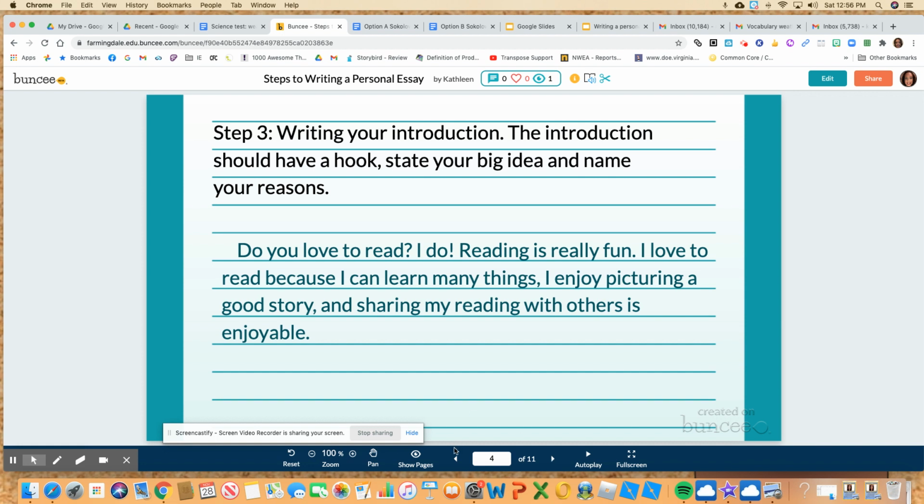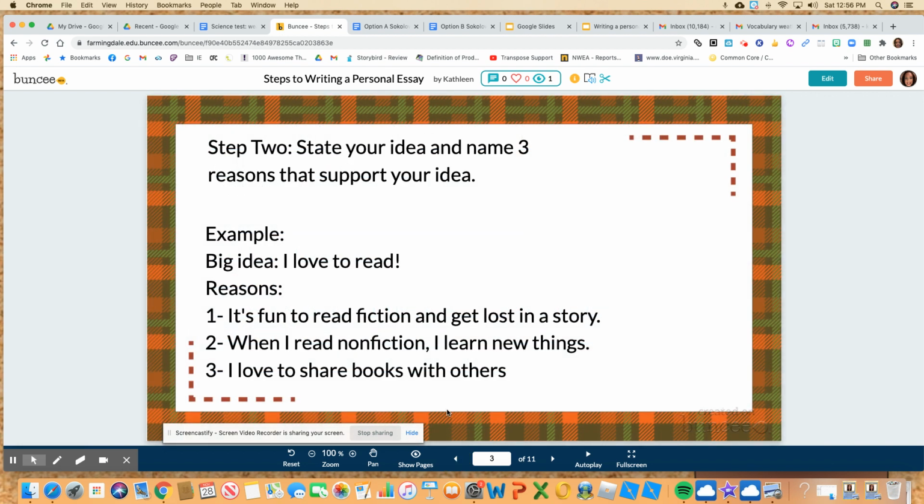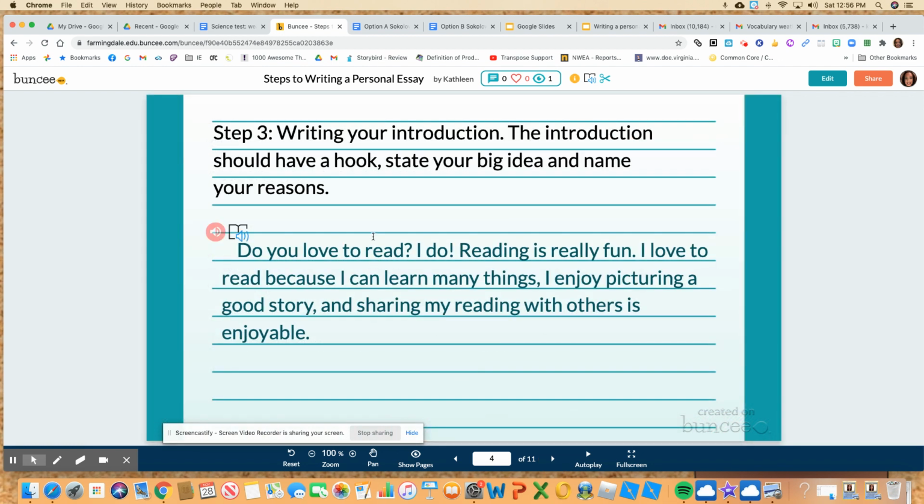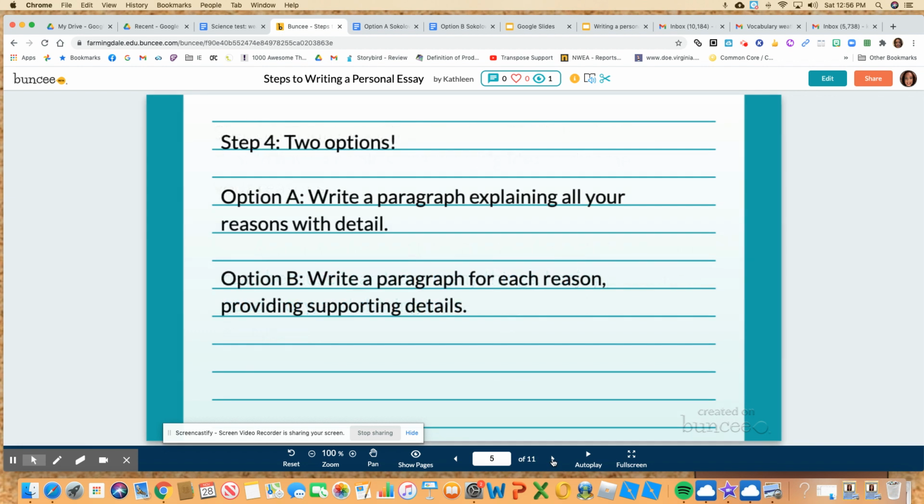That's it. So if you go back to my planning page, you can see that my big idea was I love to read. My reasons were right here. All I did was add a sentence to sort of grab my reader's attention, the hook. And in this example, I used a question, do you love to read? Reading is really fun was my big idea. And then I named the three reasons. So that's all you have to do for your introduction. Then you go on to step four.